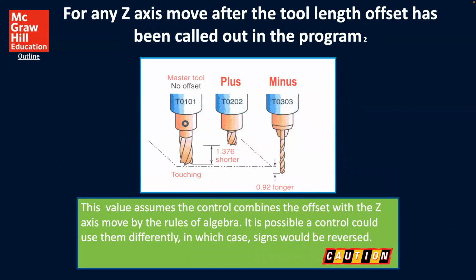For any Z-axis move after the tool alignment has been called out in the program, we saw this figure before, this value assumes that the control combines the offset with the Z-axis move by the rules of algebra. It's possible a control could use them differently, in which case the sign would be reversed.